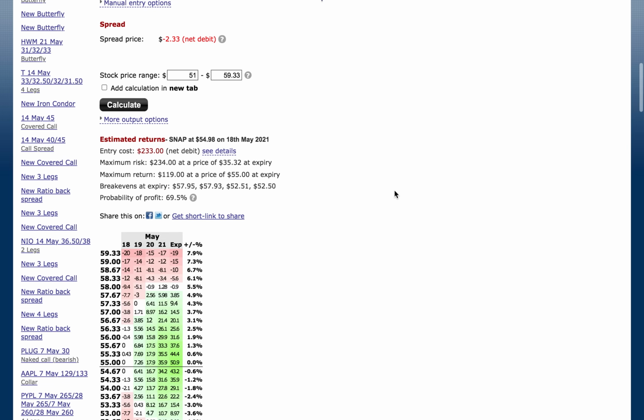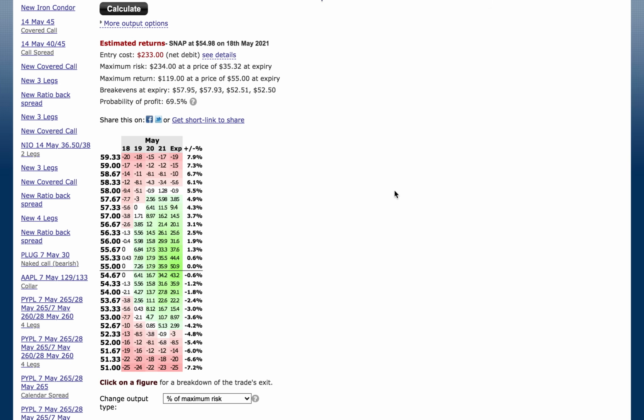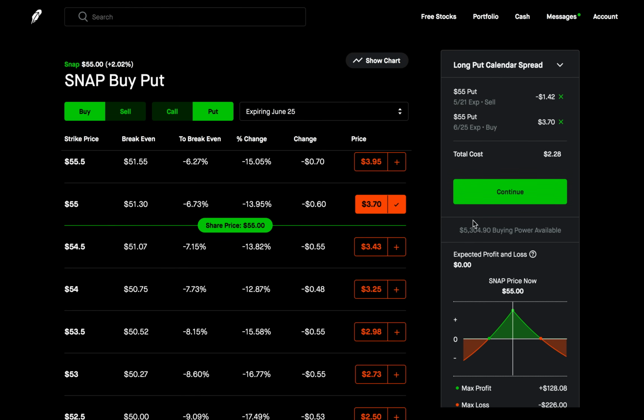Now, the last thing I do want to mention here, guys, is the risk of assignment. We are selling a put option, and anytime you sell an option, there is a risk of assignment. It's very rare to get assigned before the expiration date. It's only happened to me once in the last 2 years that I've been doing this. But early assignment generally is related to dividends. Specifically, you are going to be assigned on the ex-dividend date.